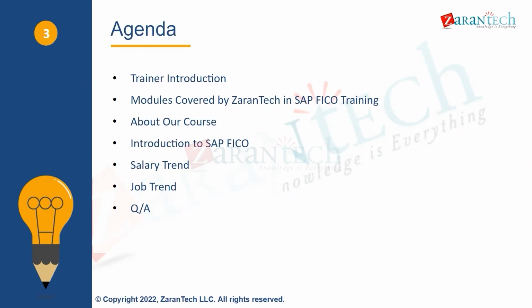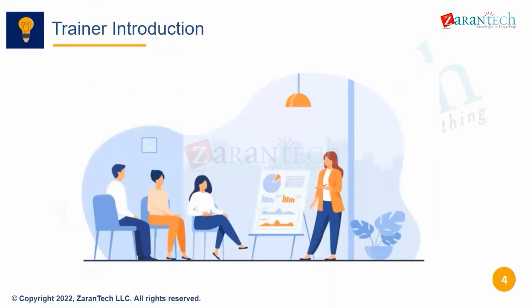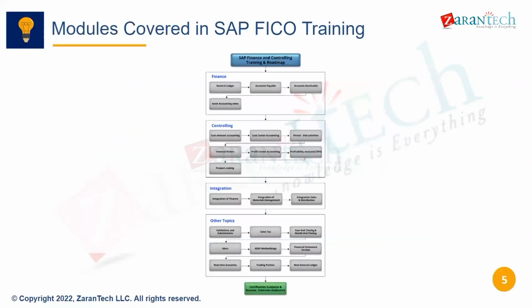So I'll start from SAP. These are the modules covered in SAP FICO training. So we have general ledger, accounts payable, accounts receivables, and asset accounting. And then we'll cover the org structure, which is called enterprise structure in SAP, and also financial accounting global settings.